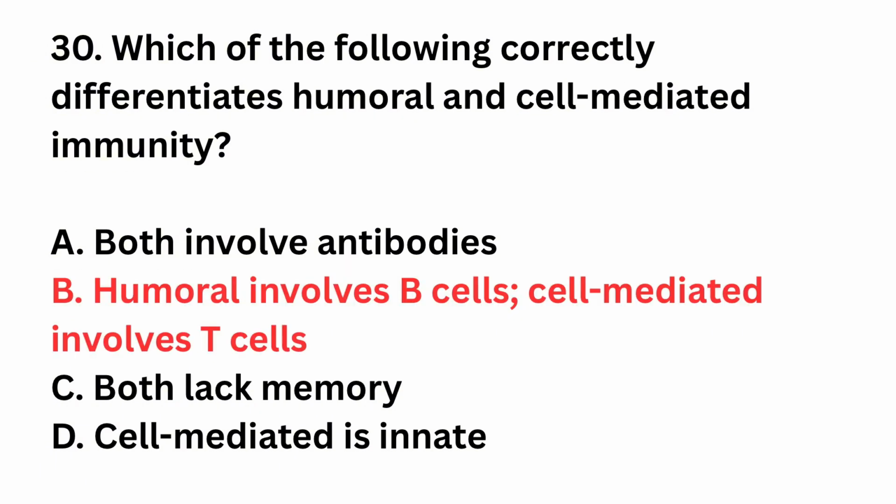The right answer is option B. Humoral immunity involves B cells and antibodies. Cell-mediated immunity involves T lymphocytes.